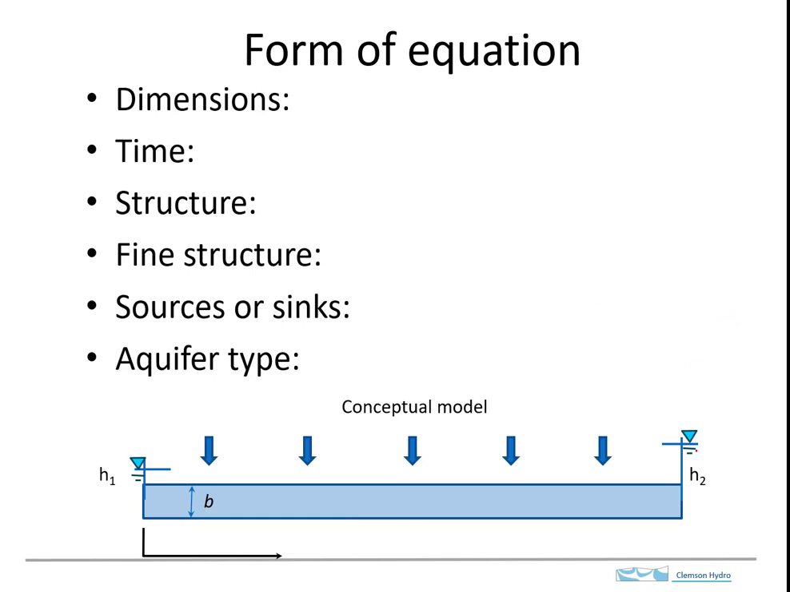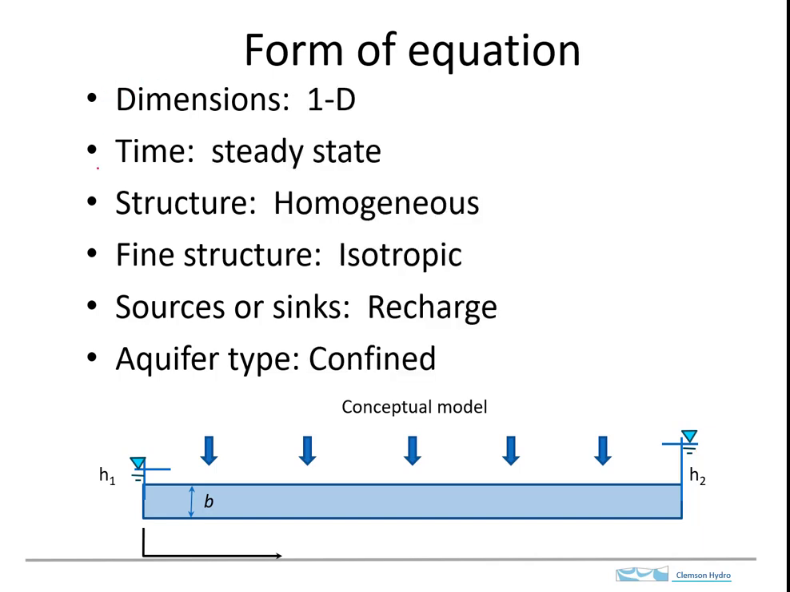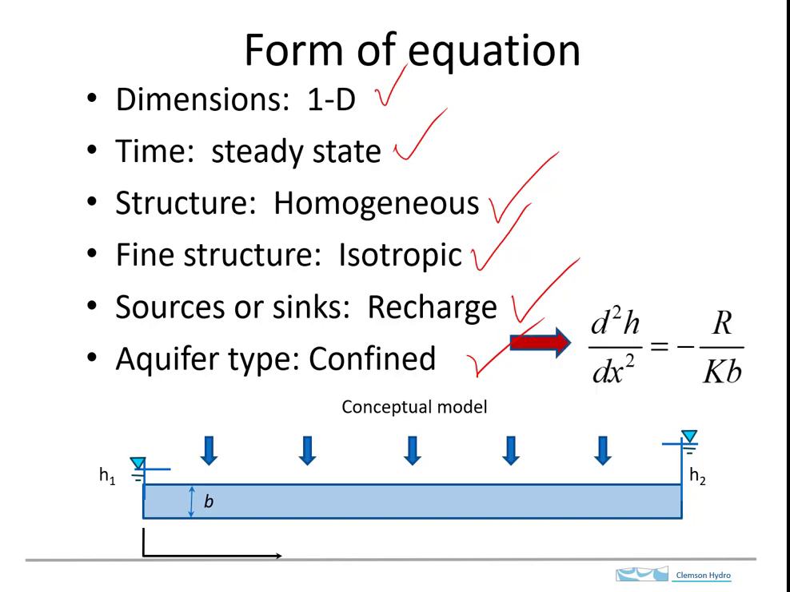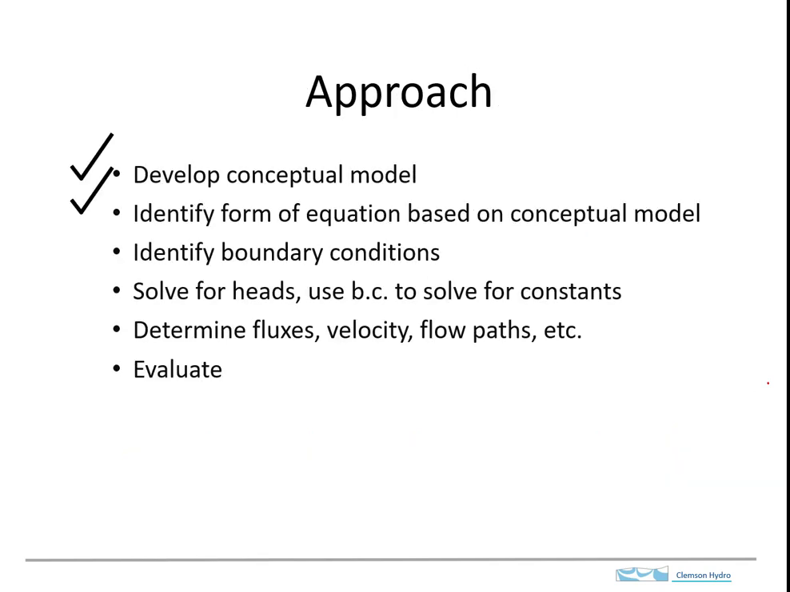So this conceptual model leads to the form of the equation by defining these characteristics. The dimension is 1D, it's steady state, it's homogeneous, isotropic, there's recharge, and the aquifer type is confined. So based on that, we get that the governing equation looks like that. And now to solve this, the approach is shown here.